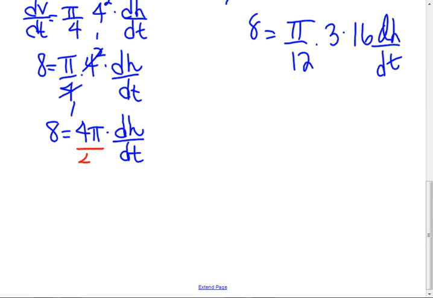I don't care how you get there. All of you will get there in different ways. I like to simplify as I go, so things aren't so complicated. So it's 2 over pi equals dH dt. And it's positive, so the height's going up. I'll give you plenty of problems. They're going to ask you to interpret what that means.